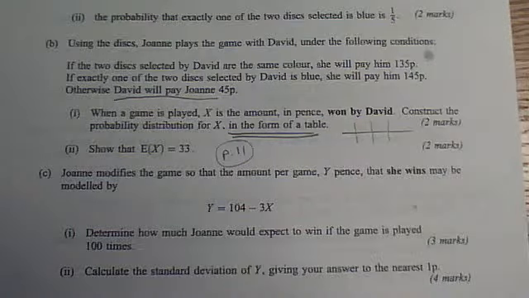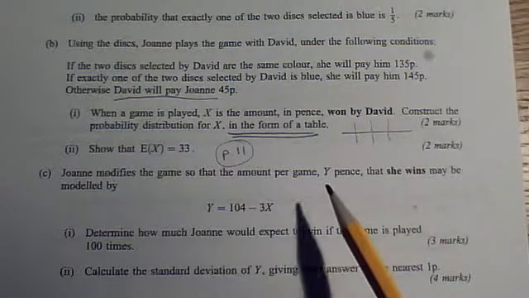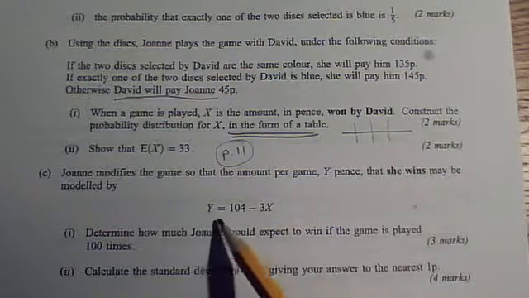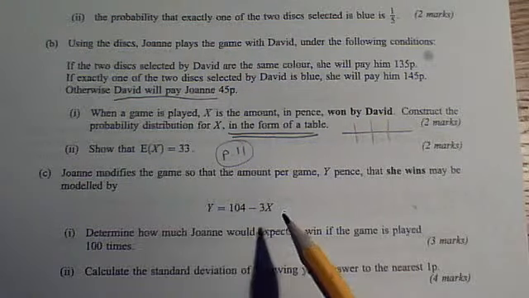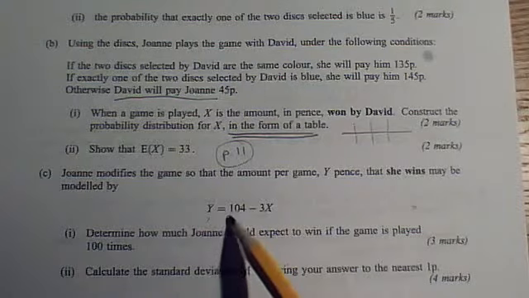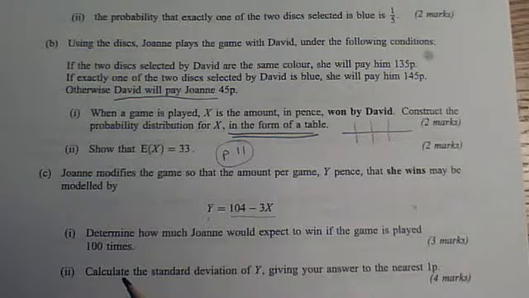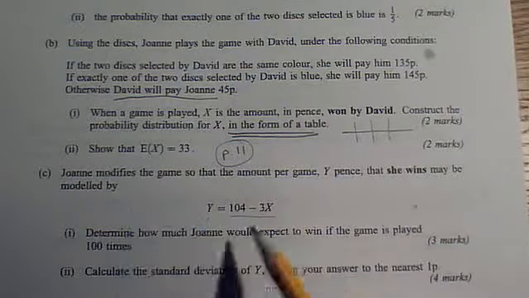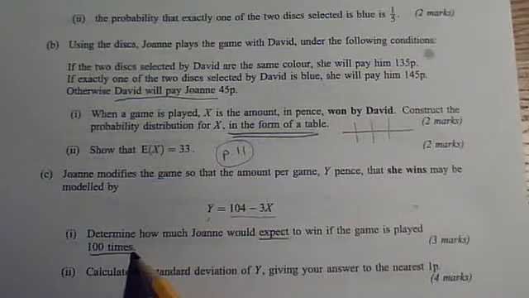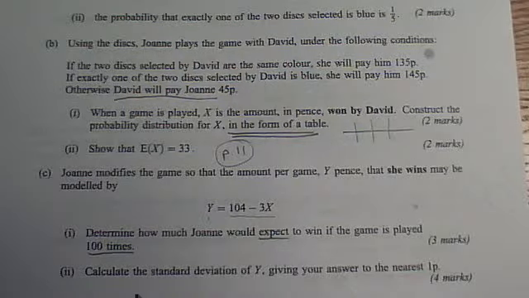We've now, slightly confusingly, got a change to the game where the amount Joanne wins is given by this y here. But really all that's going on is we've got a new random variable that is a linear function of the previous one, x, from the earlier part of the question, and what you're being asked for is the expectation over 100 times the game is played. And so it's just teasing you a little bit there.